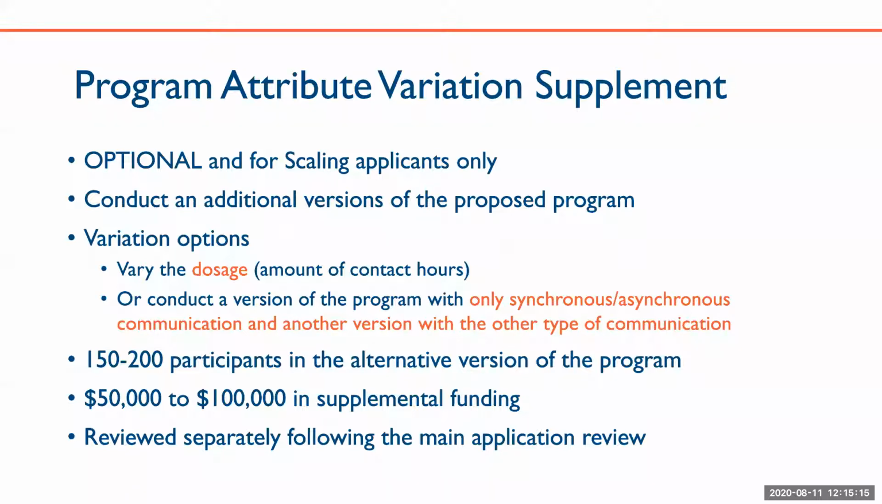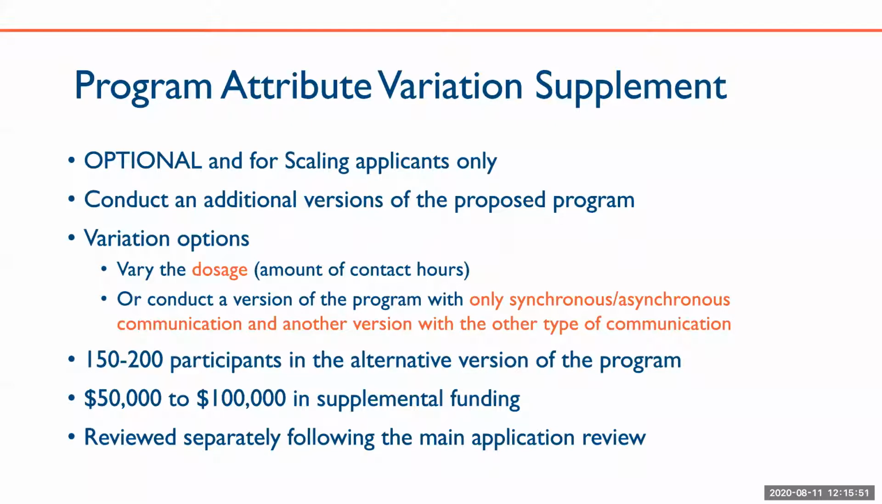The program attribute variation supplement is designed to give an organization funds to run an additional version of their program that is identical to the main version aside from one key difference. The supplement can fund one of two differences or variations. On one hand, the applicant can vary the dosage or contact hours that I described earlier, or the applicant can conduct a version of their program that involves only synchronous or asynchronous communication, and also conduct a version of the program that involves the other type of communication.